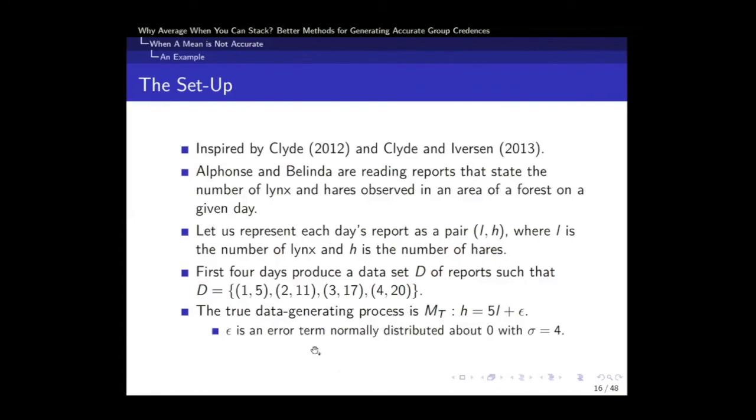We're just going to stipulate that the true data generating process here is this model M_T, according to which there should be 5 hares in the forest for every lynx, or 5 times as many hares as lynx, plus some error term, where this error term is normally distributed about 0 with a standard deviation of 4. My choice of standard deviation here is really just done for mathematical tractability. It's not essential to my argument that the standard deviation take any particular value. And indeed, when we compare multiple models, it's not essential to my argument that they all have the same standard deviation, even though I will assume that just for tractability's sake.